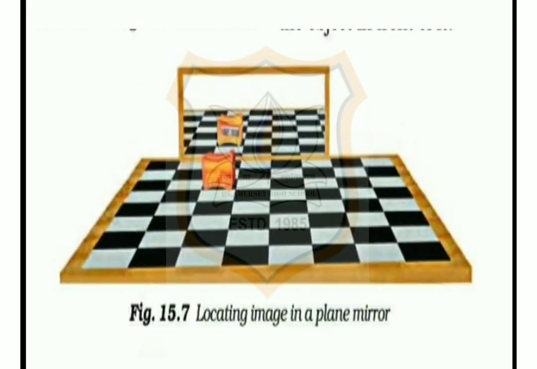Students, you can see in this figure, you will observe that in the two cases the image is at the same distance behind the mirror as the object is in front of it. So we will conclude that the image formed by a plane mirror is at the same distance behind the mirror as the object is in front of it.